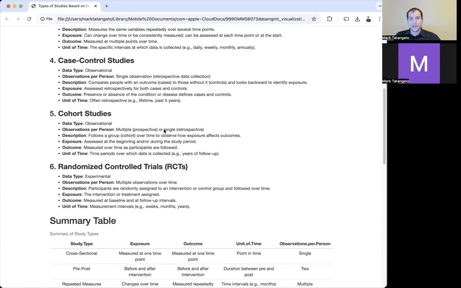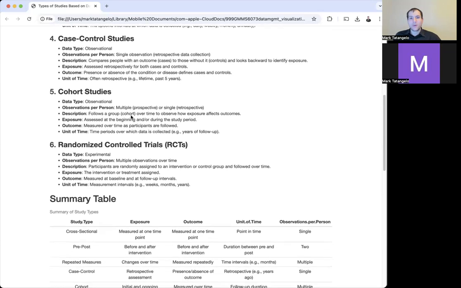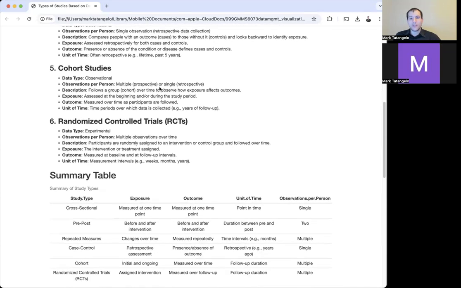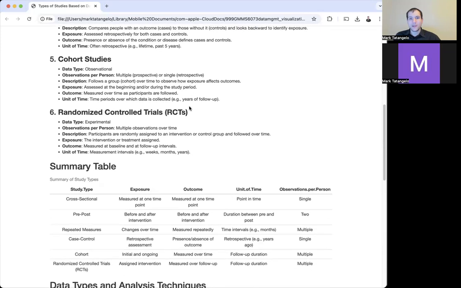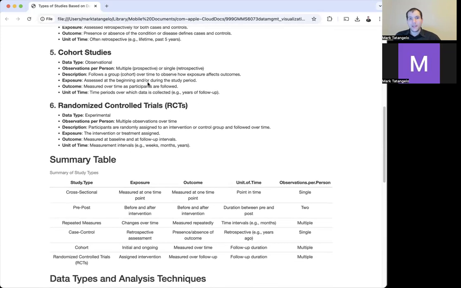Cohort studies can have multiple observations per person or single observations per person. They follow a group over time to observe how exposures affect outcomes. The exposure is assessed at the beginning or during the study period, with the outcome measured over time as participants are followed. The unit of time is tied to where the observations are collected. So usually in usual care, it's collected as the patient seeks medical care.